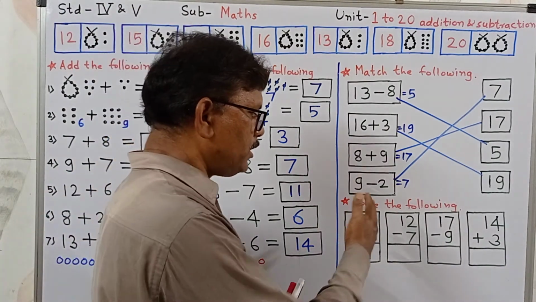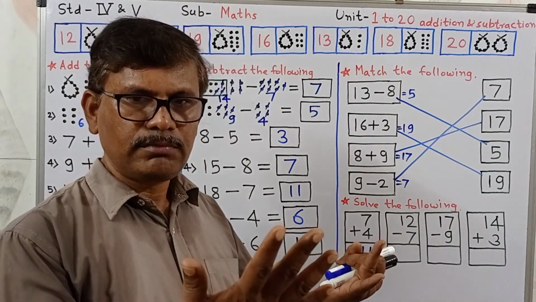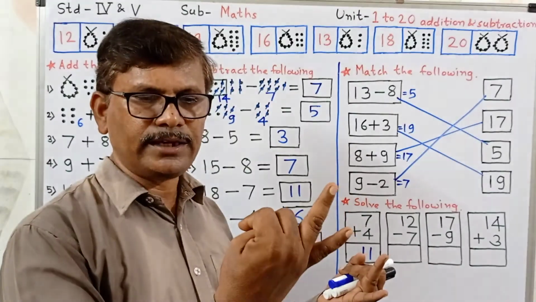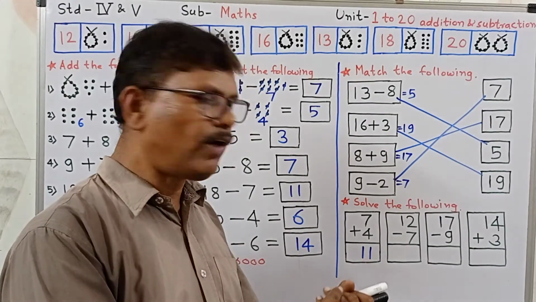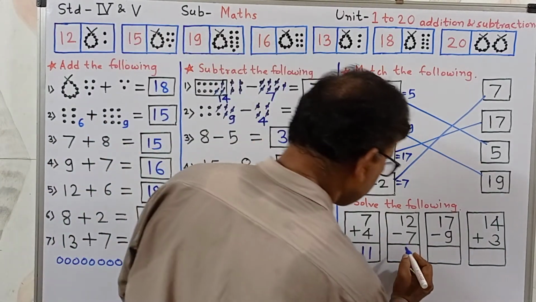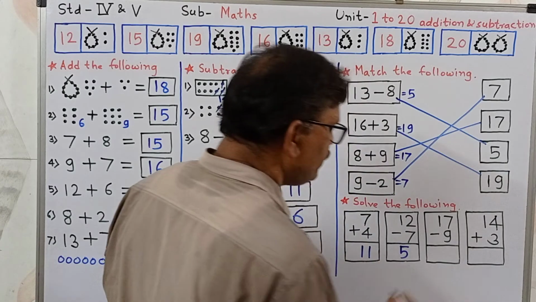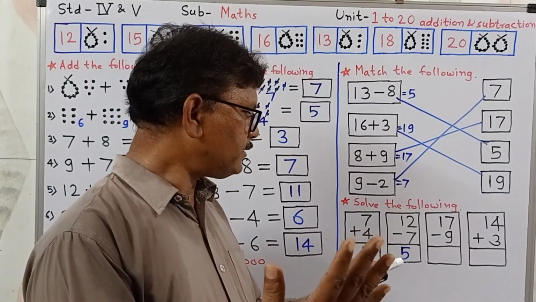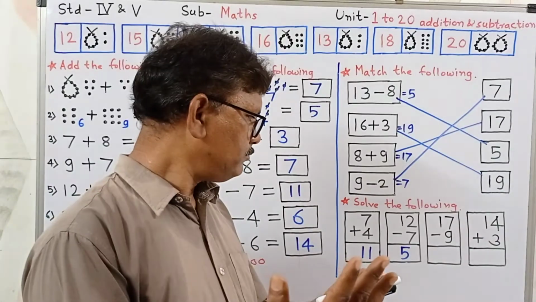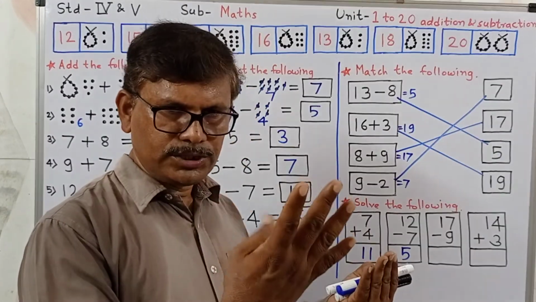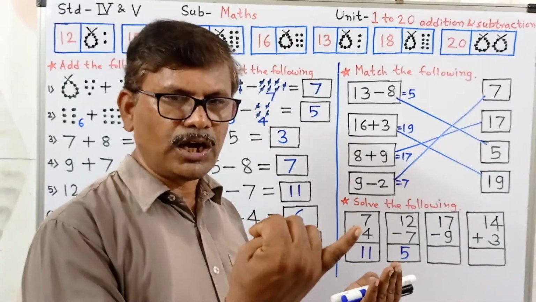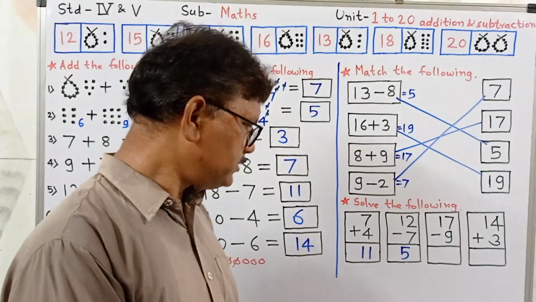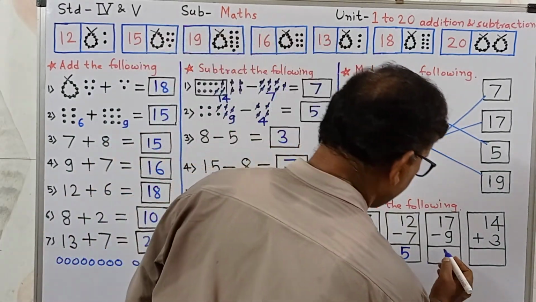Okay? Take 7 and count down from 12: 11, 10, 9, 8, 7, 6, 5. What is the subtraction of this? 5. Understood? 17 minus 9. Take 9 fingers and count down from 17: 16, 15, 14, 13, 12, 11, 10, 9, 8. What is the subtraction of 17 minus 9? 8.